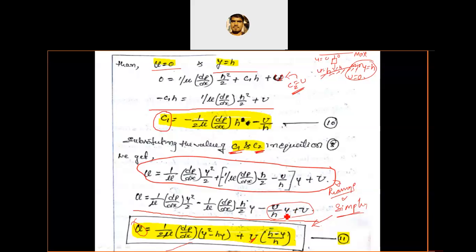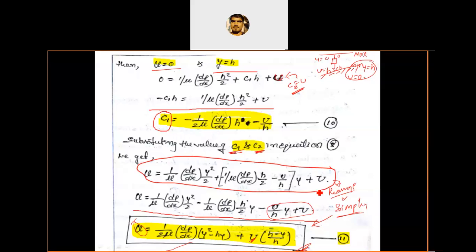I simplify this term by taking out u as a constant, and I made it positive, and here minus y, because here a minus term is there and here a plus term is there, so I take the first plus term and minus y by h. Okay, this we call equation 11.